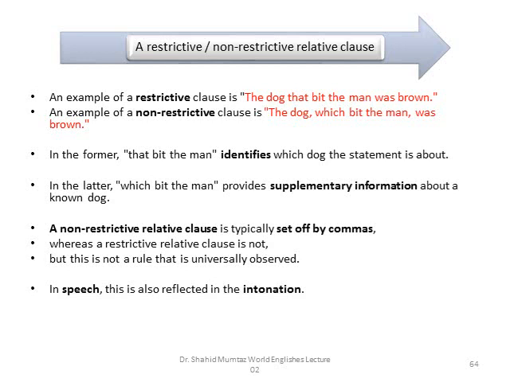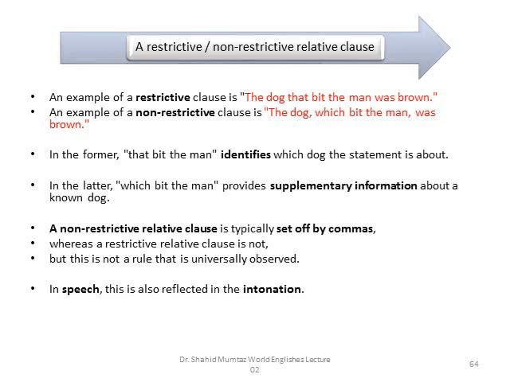So here you see, a non-restrictive clause is typically set off by commas. Here you have a comma after dog, and the clause is separated by commas, and it has supplementary information. A non-restrictive relative clause is typically set off by commas, whereas a restrictive relative clause is not. There is no comma, you can see there.